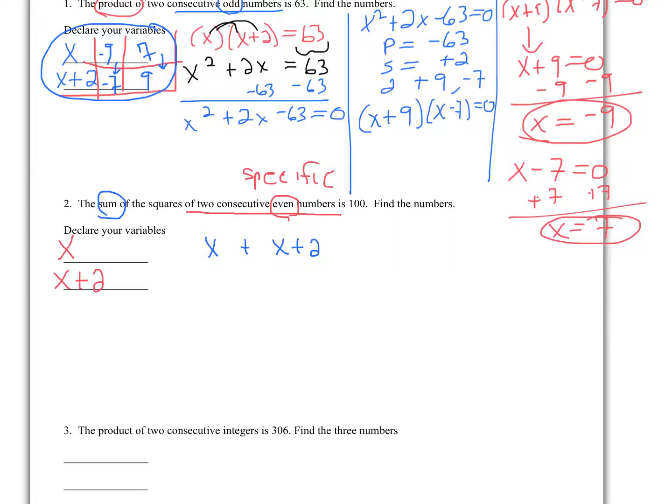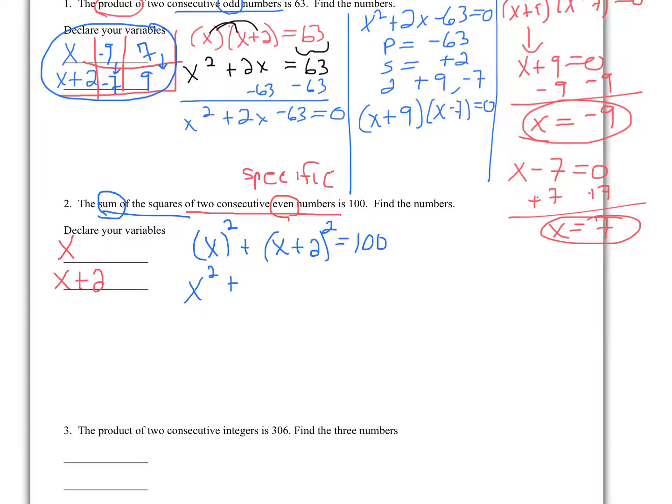Now, sum of the squares means we're going to take these pieces and square them. And then that result is going to be 100. Alright, so this one is really going to be fun. Let's start squaring everything. So x being squared is x squared.